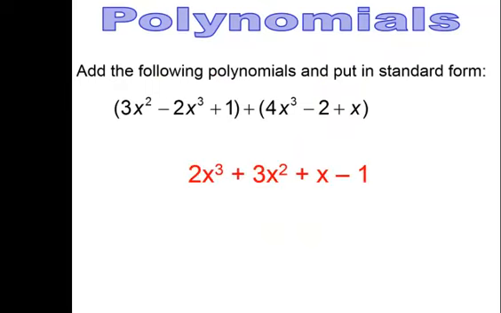You see here, you end up with 4x to the third minus 2x to the third is going to give you 2x to the third. And then you have the 3x squared, and you have nothing to combine it with, so it's just going to come down. And then you see that you have an x and there's nothing to combine it with, so it's just going to come down. And then you want to combine the constants. Plus 1 minus 2 will give you a -1.